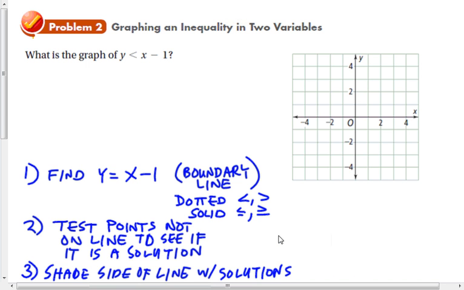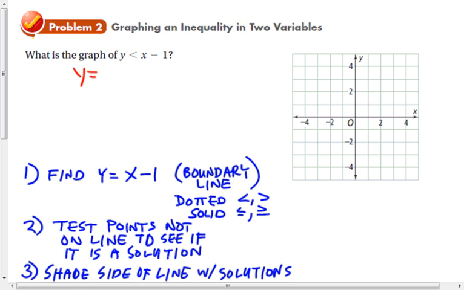So go ahead and jot these down. The first thing you want to do is find the equation, the line of the equation. We call it the boundary line. If it is a less than or greater than problem, we're going to use a dotted line to show that values on the line are not solutions, and we're going to use a solid line if it's less than or equal to or greater than or equal to, to show that values on the line are solutions. Then we're going to test points not on the line to see if it is a solution, and then shade the side of the line with the solutions. So let's go ahead and do that.